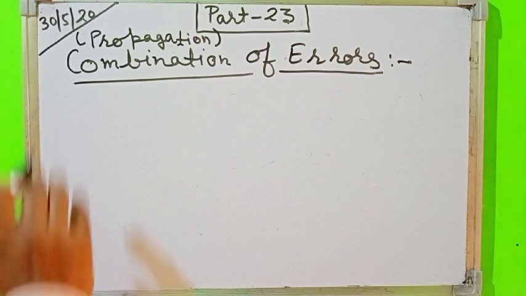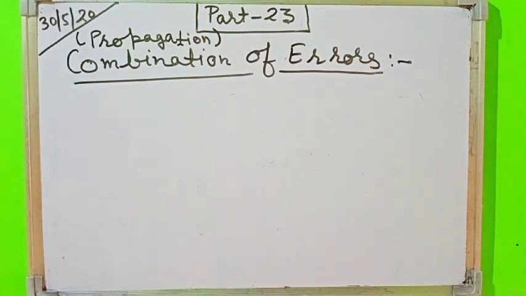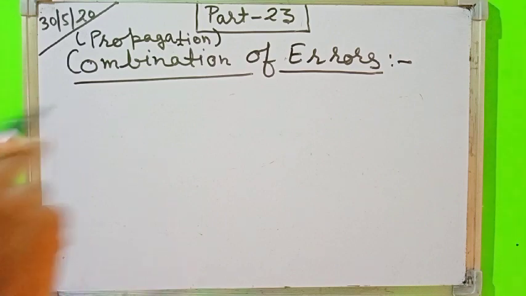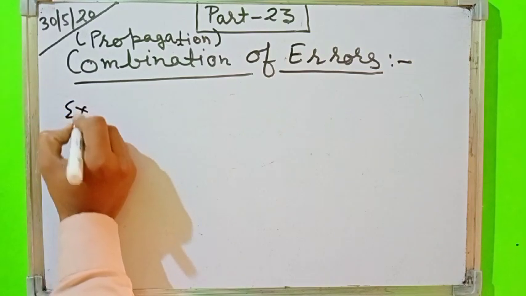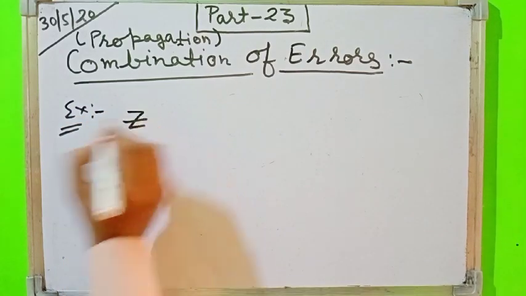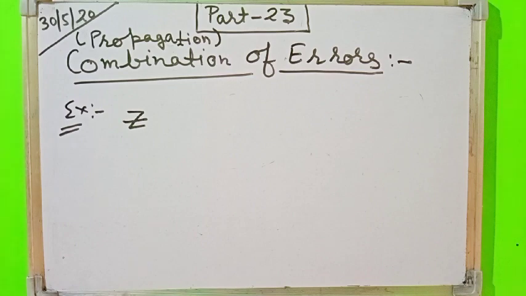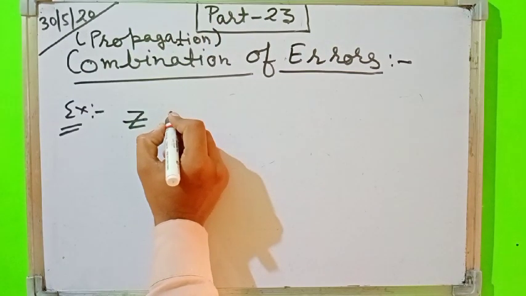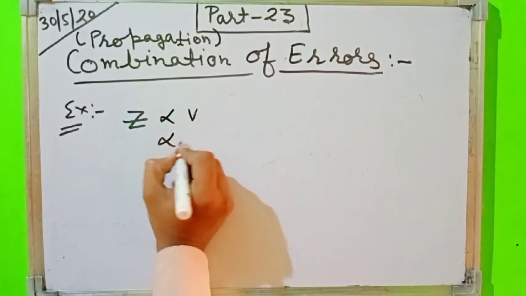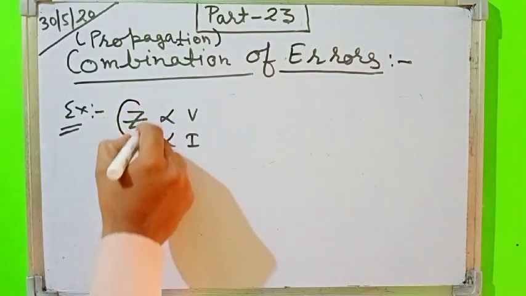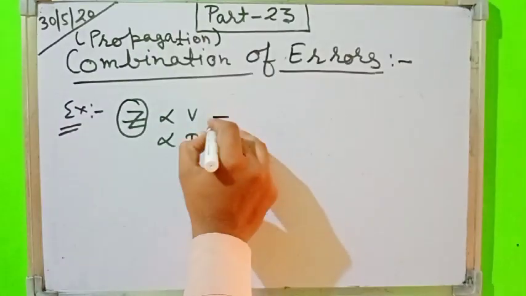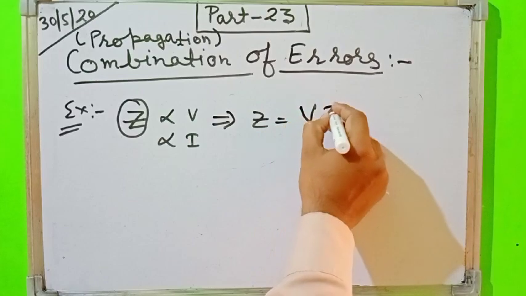As is clear from the name, combination of error concerns the physical quantities which are involved in the experiment, when these physical quantities are measured individually. Suppose I take an example. Suppose the physical quantity you are measuring is z, and that z depends upon v and I, which are physical quantities, and z is the combination of these two. So we can write that z is equal to v into I.